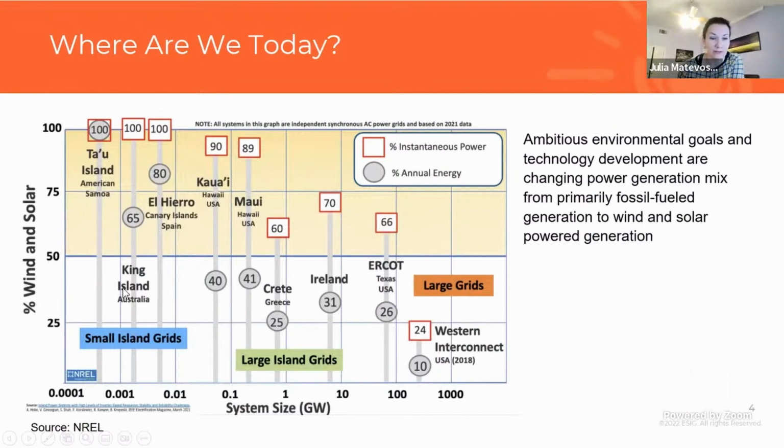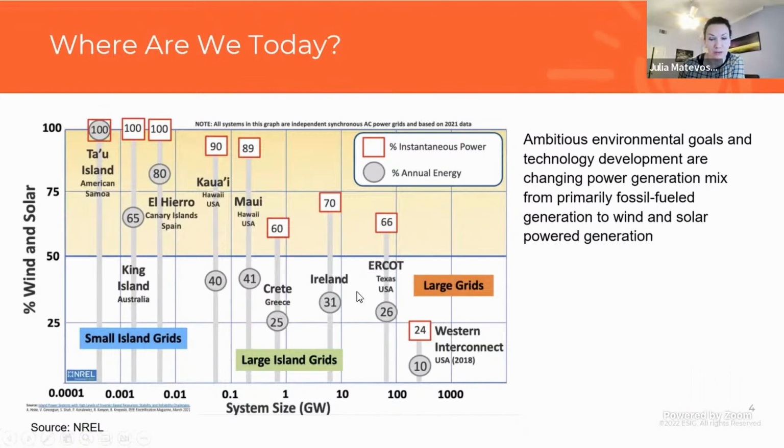And here you can see different islands, countries, and different power systems listed in each bar. The circle shows the annual energy percentage that is served by wind and solar in a year. And I believe the figure is from 2020. And then the red circle is showing instantaneous penetration of wind and solar as a share of load.